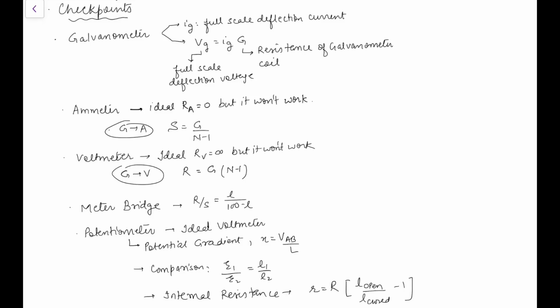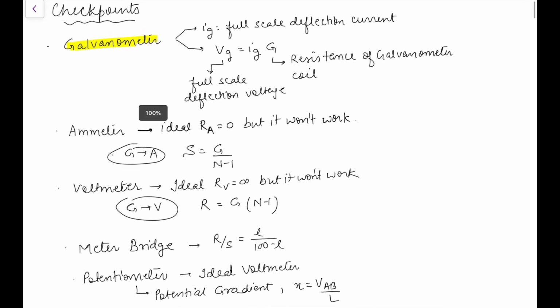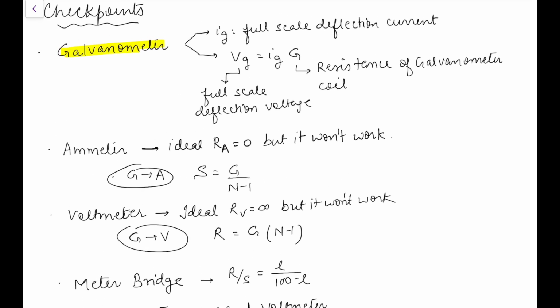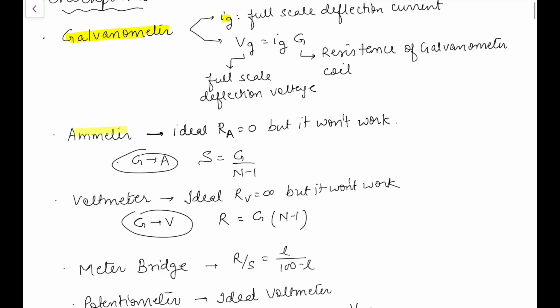Quickly we will be reviewing the measuring instruments. So the first instrument is galvanometer, which is the basis for voltmeter and ammeter. You know the basic parameter, the full scale deflection current and the corresponding voltage, which is Ig into G. For ammeter, you know an ideal ammeter should have a resistance 0, but it will not work practically, so we try to keep it as low as possible.